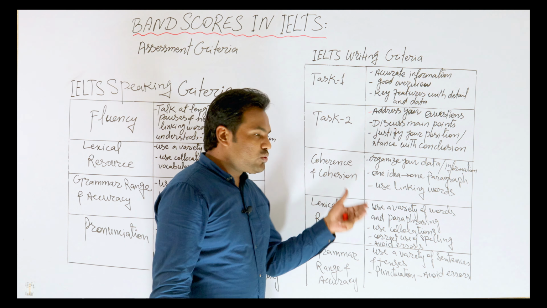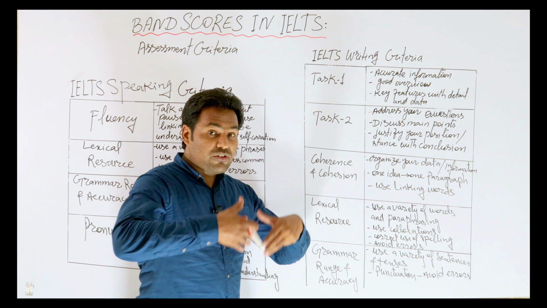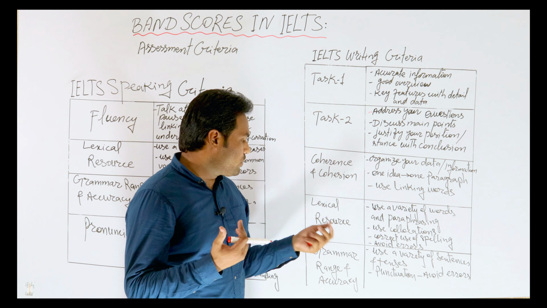And lexical resource. When you're writing, what sort of vocabulary you must use? A variety of words. You must not use the same words time and again. You must not repeat your words. There must be a variety in your words.